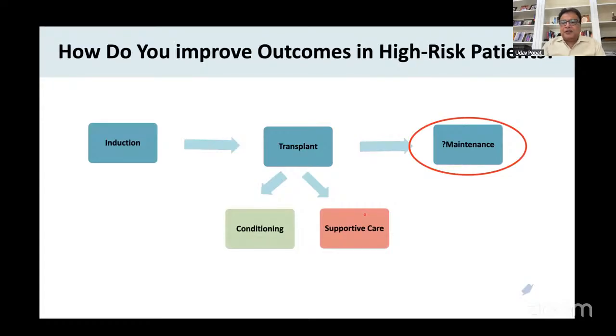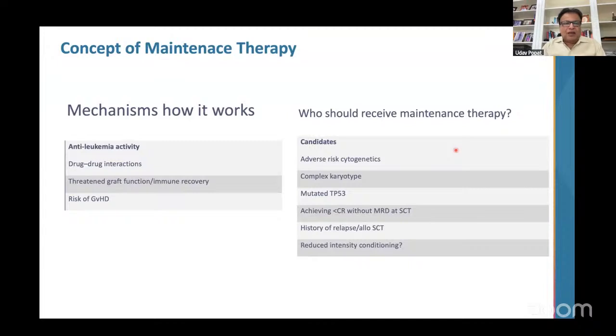So I'll move from conditioning regimen to the other tool we have, and that is maintenance therapy. So the concept of maintenance therapy is, how does it work? So really it is, even after transplant, if you have a small amount of disease that is remaining, which is what is causing the relapse, you hope that the maintenance therapy given over a year or 2 years would take care of that residual disease and prevent relapse, something like why we use maintenance in patients with ALL.